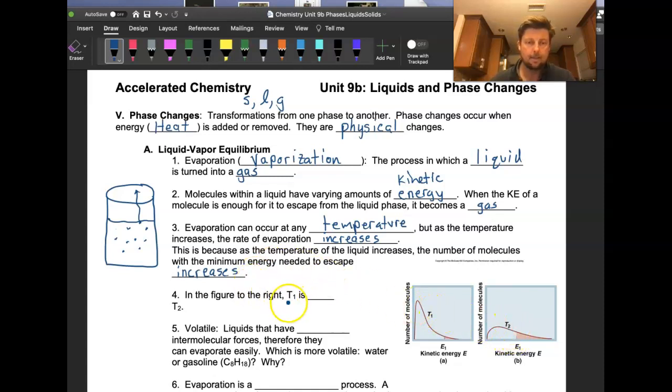So for that reason, if you want to pause and take a guess whether temperature 1 is higher or lower than temperature 2, you can pause for a second. But it turns out that temperature 1 is lower than temperature 2. Temperature 1 has a whole bunch of molecules with low energy. As you increase the temperature, you get many more molecules which have more energy. And if you look at this pink area over here, these are ones that have enough energy to go into the next phase. So that has increased with the increase in temperature.